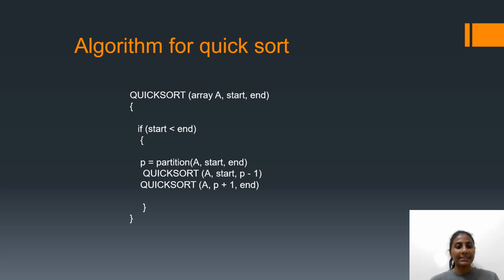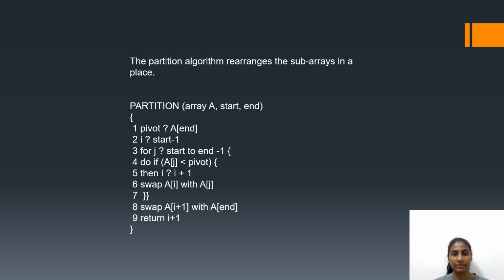In step 5, while the value at left is less than the pivot, move it to the right. In step 6, while the value at right is greater than or equal to the pivot, move it to the left. In step 7, if both step 5 and step 6 do not match, then swap left and right. Step 8, if left is less than or equal to right, then the point where they meet is the new pivot point. The partition algorithm rearranges the subarrays in place.